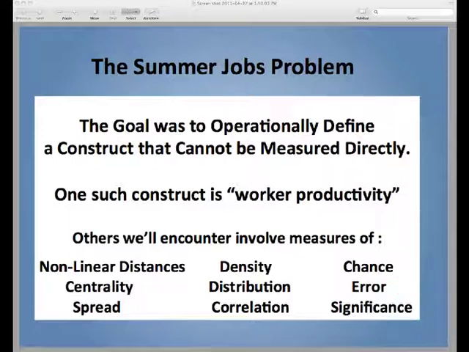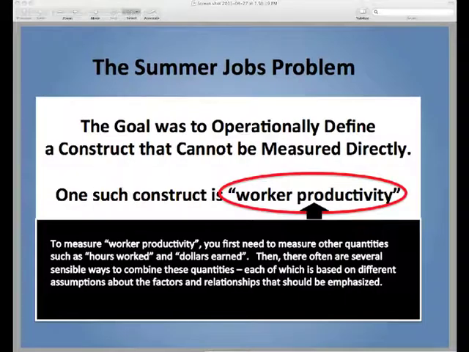One main point will be that there almost always exist several ways to operationally define such constructs, and different definitions often lead to significantly different results because each is based on different assumptions. For example, to measure worker productivity, you first need to measure quantities such as hours worked and dollars earned. Then, there are several sensible ways to combine these quantities, each of which is based on different assumptions about the factors and relationships that should be emphasized.